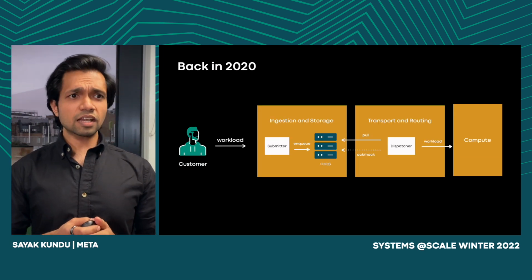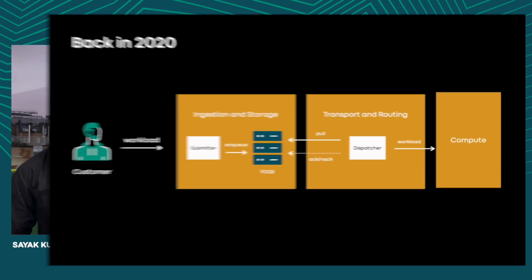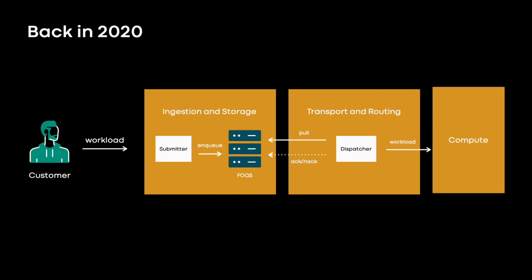Now let us take a look at how the system was back in 2020. Our platform's ingestion and storage layer comprised the submitter, which is a service that the customer would interface with. They would push their workloads into the platform via the submitter. The submitter in turn would take this and persist it into Fox, which comprised our storage. What Fox is, we'll go into later.